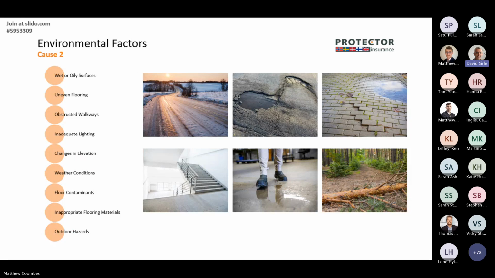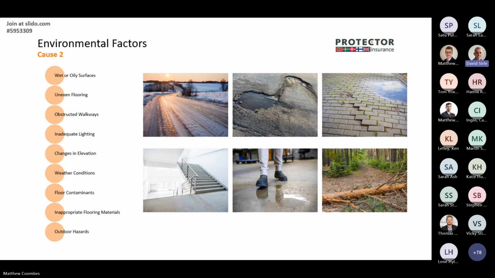So environmental hazards then, these are physical conditions in the workplace that contribute towards slips, trips and falls. And it's important to recognise that these hazards can be present in any work environment. That's from offices to retail through to construction sites. So addressing them actually requires an element of attention to detail. There's a few on the screen now.